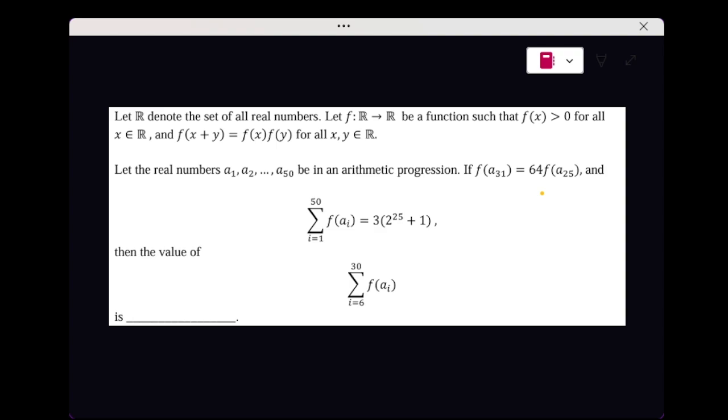So today we're going to solve this problem from JEE Advanced. This is a problem from the chapter Arithmetic Progression. First, let us read the question.